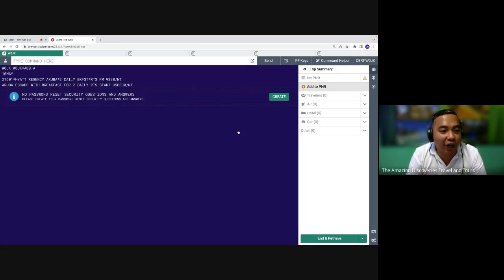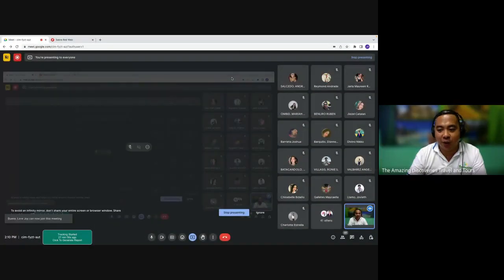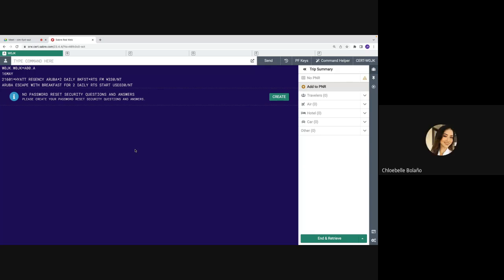Can you see your workstation? Guys, can you see your workstation? Please let me know, because I cannot see you, I am on my share screen. Can you see your workstation right now? Yes, sir. Okay, very good.